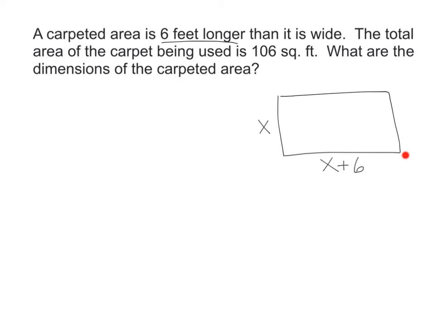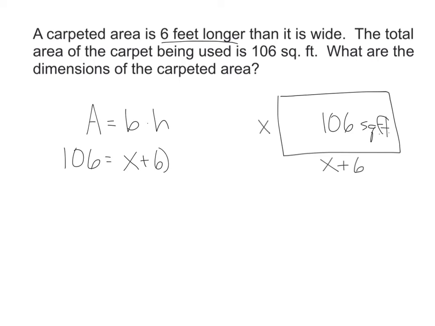We have x and x plus 6 for our carpeted area, and this is 106 square feet as it tells us in the directions. So this one's a little bit more straightforward. Area equals base times height. Our area is 106, our base is x plus 6, and our height is x. Once again, we're going to put this in for y1, we're going to put this in for y2, and we are going to find our value for x that will make this rectangle carpeted area work out.